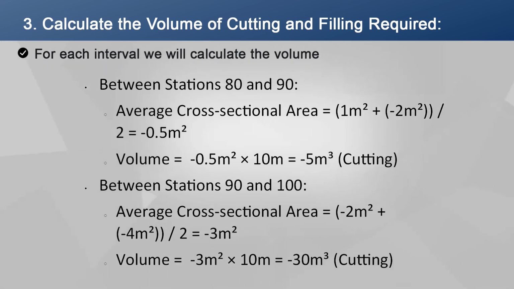Now, calculation of volume between station 80 meters and 90 meters. Average cross sectional area can be calculated as minus 1 plus 2 whole divided by 2. It will come out as plus 0.5 square meter. So, volume can be calculated as 0.5 square meter into 10 is equal to 5 cubic meter. It is positive, means cutting. Now, the last between the station 90 meter and 100 meter, average cross sectional area will come out to be 2 plus 4 by 2, means 3 square meter, and volume can be calculated as 30 cubic meter. It is positive, means cutting.